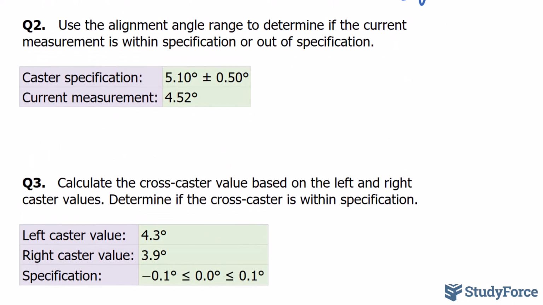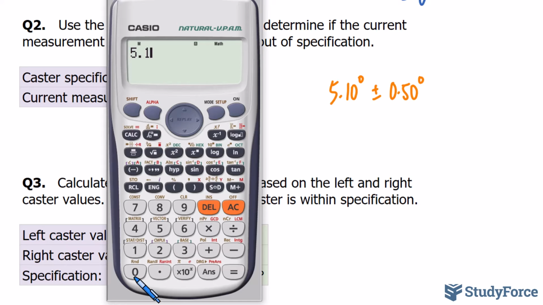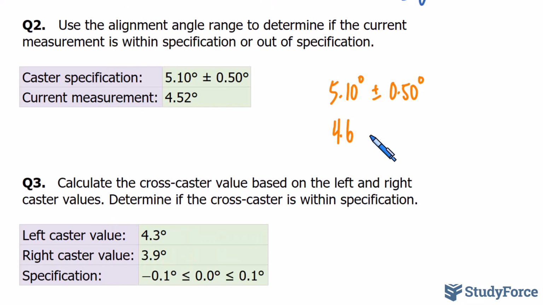Here's another question. Use the alignment angle range to determine if the current measurement is within specifications or out of spec. So the specifications say 5.10 degrees plus or minus 0.50 degrees. This means our range must be between, if we do a quick calculation, 5.10 take away 0.5, so 4.6, and if we add 0.5 to 5.10, that's 5.6. So we are looking for a value that is between 4.6 and 5.6, and it's stated like so.